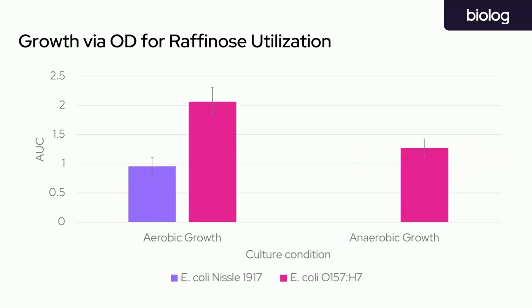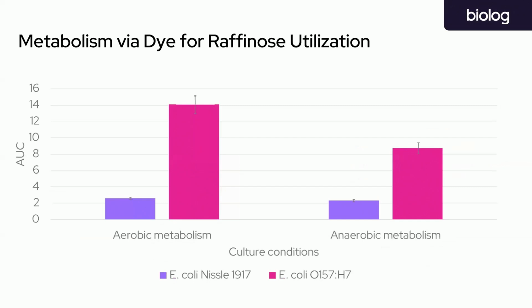Here we see no anaerobic growth for E. coli Nissle 1917, given the substrate raffinose. This is interesting because raffinose energy metabolism is still present under anaerobic conditions and found at similar levels to aerobic metabolism, highlighting the environment's role in making important adaptations for facultative anaerobes.